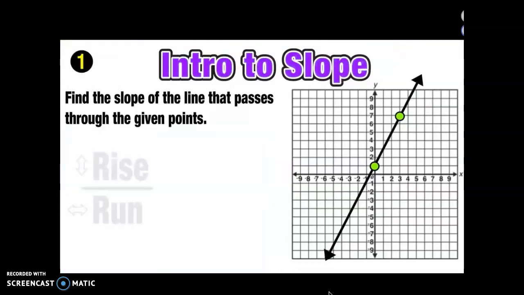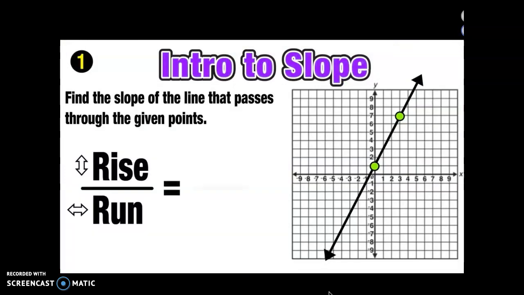So here's our first example. We want to find the slope of the line that passes through the given points that are shown on the graph here. Now we know that slope is rise over run, so we want to find the rise over run between those 2 points. So let's go ahead and build our staircase. This line has a positive slope, so I'm going to rise up a certain number of units and then run over to the right to get from point to point and then count. My rise is 6 and my run is 3.